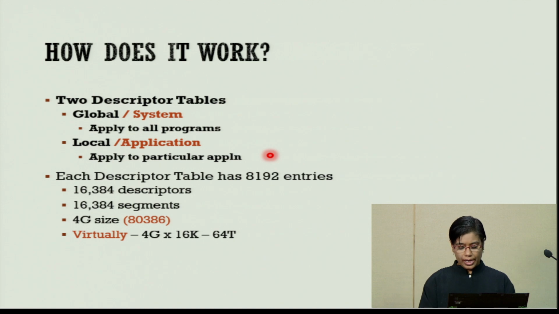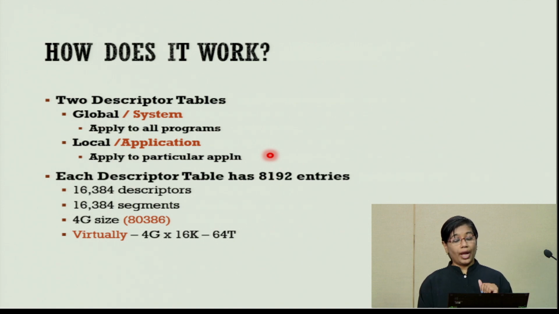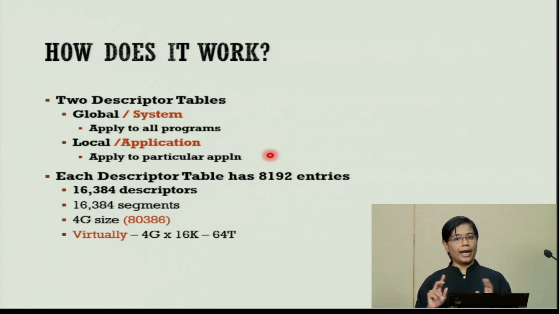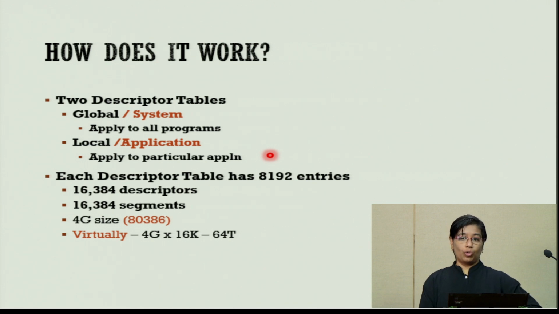application. Each descriptor table has up to 8192 entries in it. So if you have 8192 entries and two descriptor tables in memory, there would be at any point of time 16,384 descriptors. 8192 into 2 will be 16,384 descriptors. Meaning that at a given point of time, there can be 16,384 segments, because every segment has a descriptor.